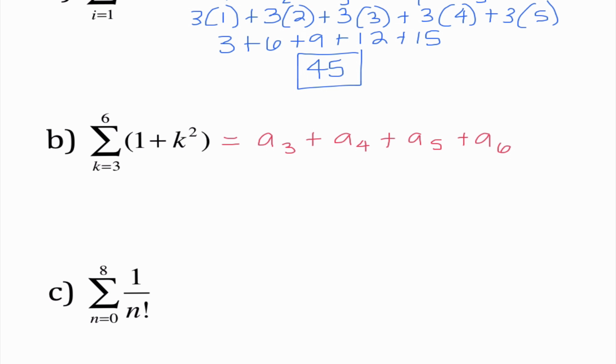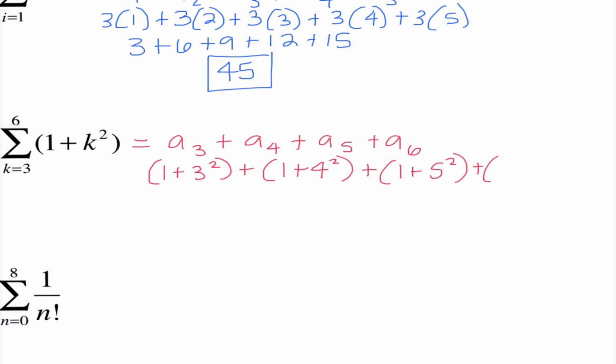That's totally fine. So my third term is 1 plus 3 squared. My 4th term is 1 plus 4 squared. My 5th term is 1 plus 5 squared. And you got it, my 6th term is 1 plus 6 squared. So I have 10 plus 17 plus 26 plus 37. When I add these all together, I end up getting 90.